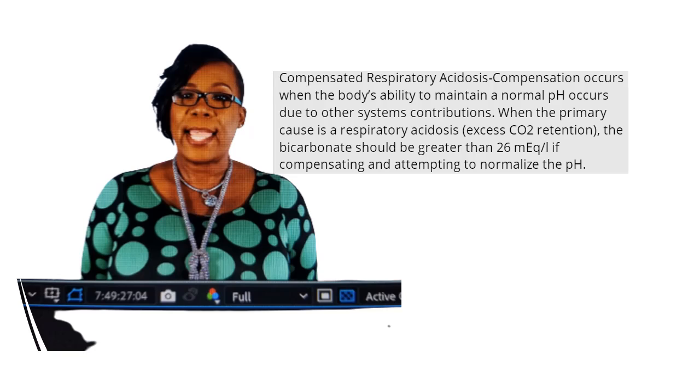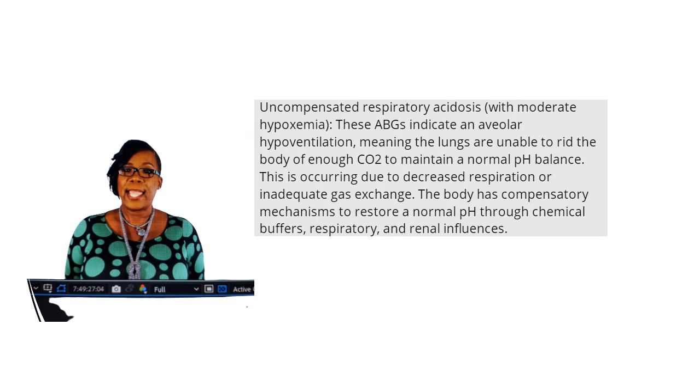So let's look at compensated respiratory acidosis. In compensated respiratory acidosis, compensation occurs when the body's ability to maintain a normal pH occurs due to other systems' contributions. When the primary cause is a respiratory acidosis, that means there's excess retention, you're retaining CO2, the bicarbonate should be greater than 26 if compensating and attempting to normalize the pH.